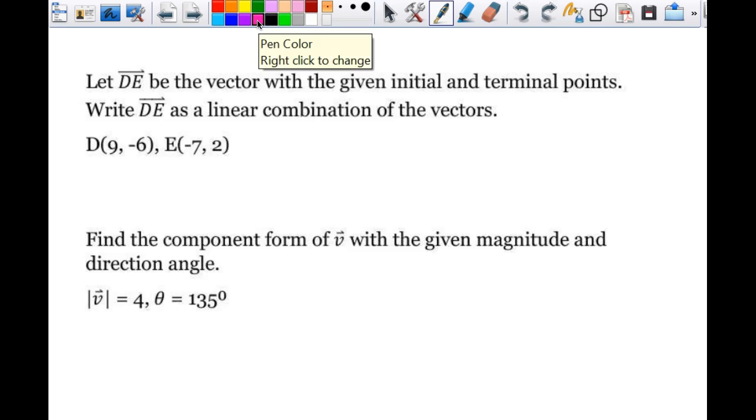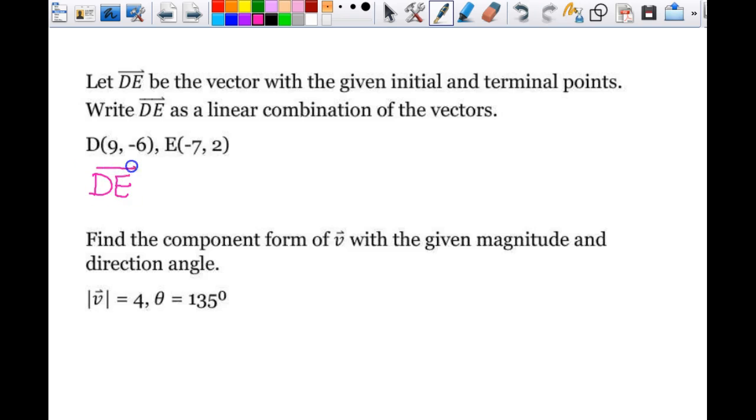So this next example says, write vector DE as a linear combination of the vectors. So what does that mean I'm using? The linear combination is i hat and j hat. So linear has an i in it. That's your whole i hat and j hat thing. It's going to be better for you to do if you get the component form first. It doesn't ask you for that, but that's basically where your i hat and j hat is coming from.